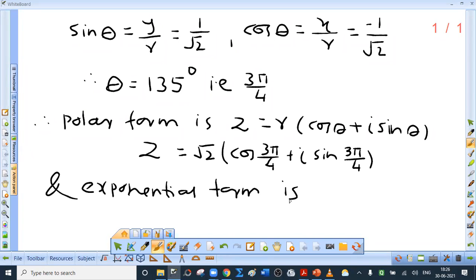Please do not take a screenshot. You have to write this. So it is root 2 e raised to 3 pi upon 4 i.